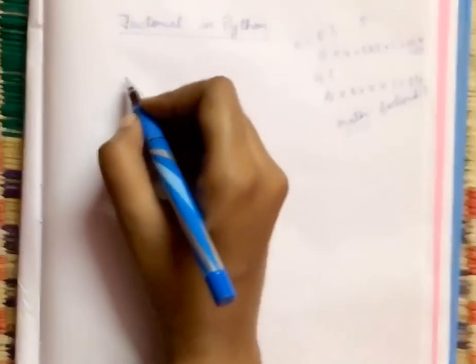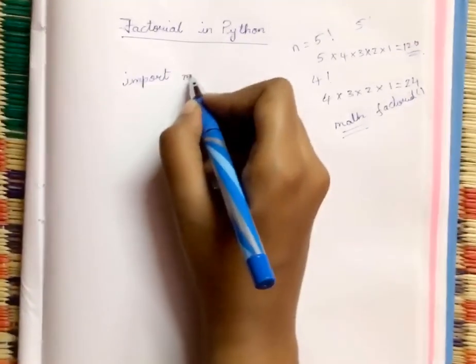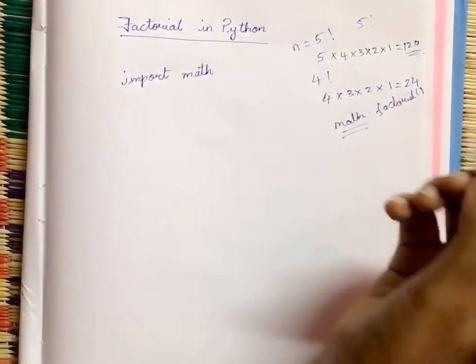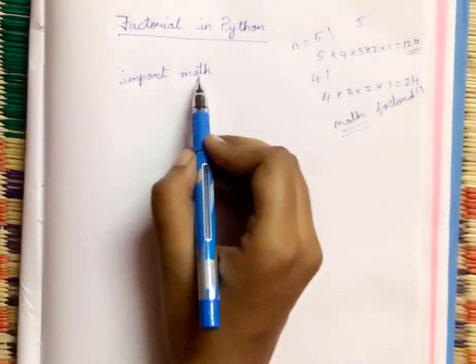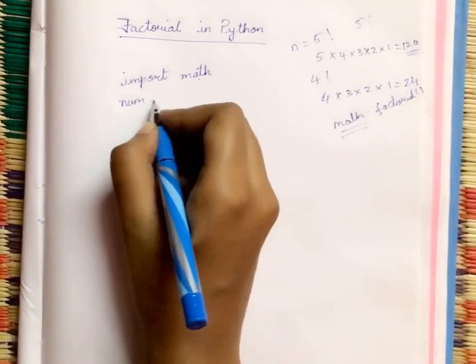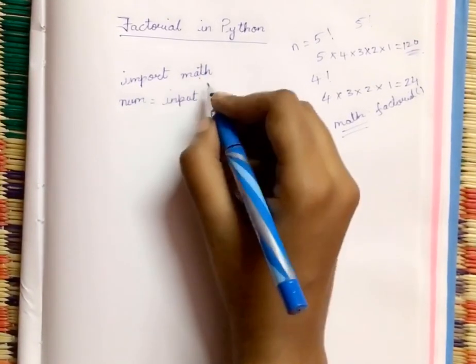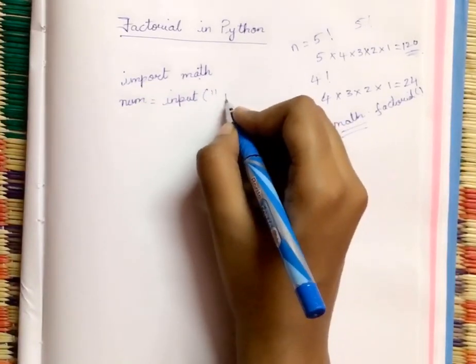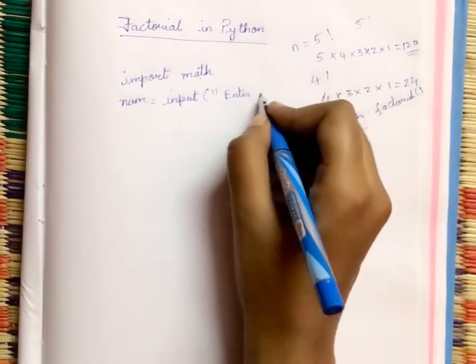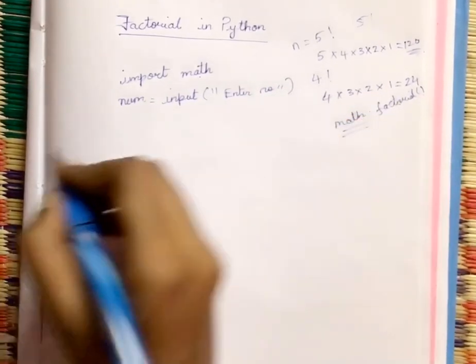First line, we are going to import this math. There are already given values, so we are importing that math module. Now I am getting the number from the user. The input will be taken from the user. Enter a number. Okay, enter number. I am giving it as simple, you can give as you wish. Then I am closing the bracket.